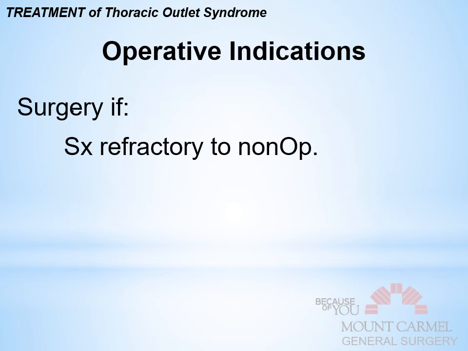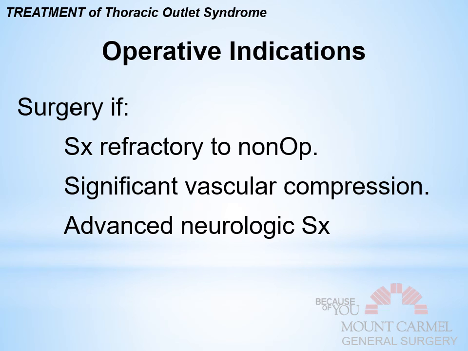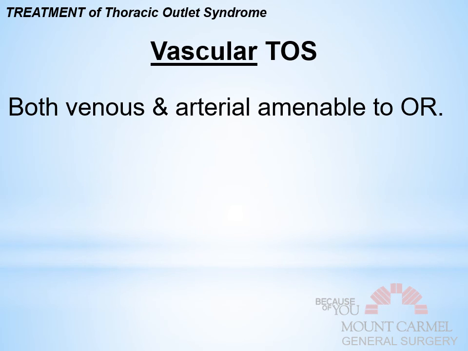You go to the surgery, you go to the OR if the symptoms are refractory, pretty common sense stuff. If the symptoms are refractory to non-operative management, or there's a significant vascular compromise, or there's advanced neurologic symptoms, or the nerve conduction velocity is less than 60 meters a second, which is very, very slow. That's essentially suggestive of, I mean, the patient would already be in for some other issues at that point. So that would indicate it's a pretty significant nerve impingement.